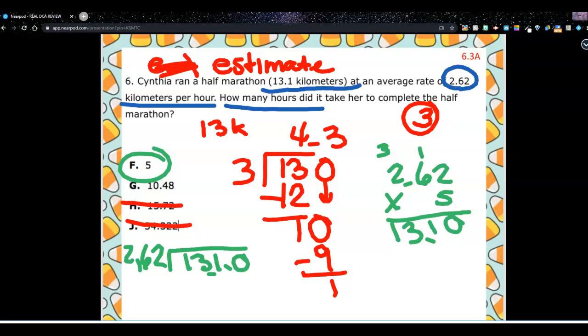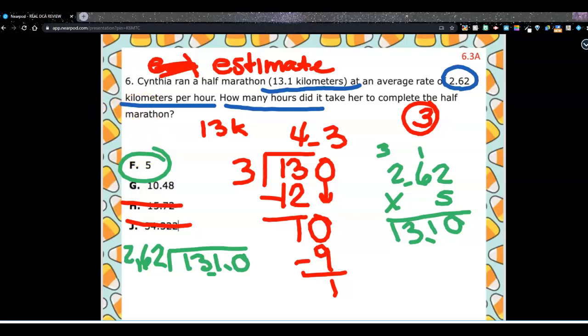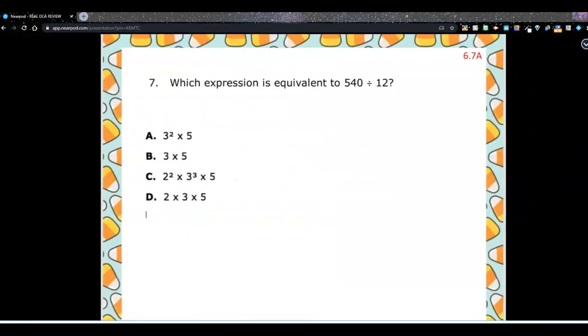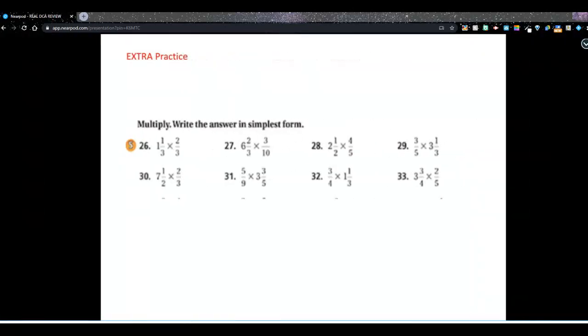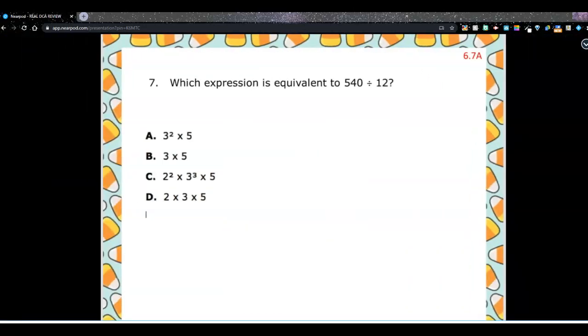Okay. And that is a different strategy than just doing it the way they expect. Okay, hold on. Let me go back because I do like that question. Okay, this one's going to be a lot faster.